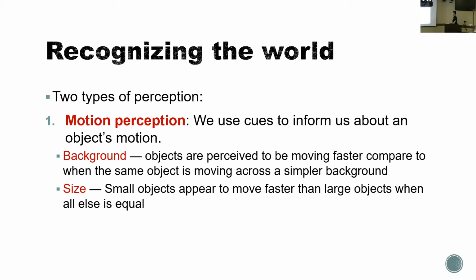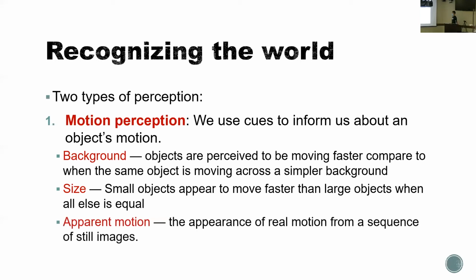Other cues include size, so smaller objects appear to move faster than larger objects when all else is equal. Also, we have apparent motion. That's the appearance of real motion from a sequence of still images. Also, we use shadows to help us know whether an object is moving or not. So I will give you two examples, one for apparent motion and one for shadows, because that's a little more abstract than the others.